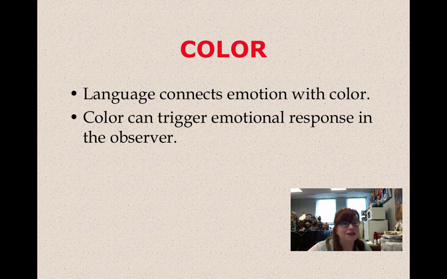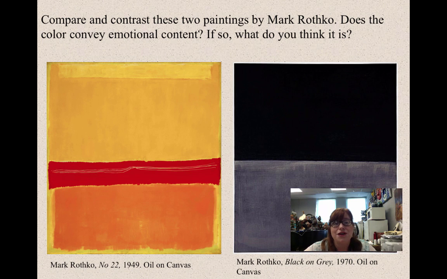And then finally, color. So language connects emotion with color, and color can trigger emotional responses in the observer. So people like to paint their rooms certain colors because they want to evoke certain moods with those colors. So let's talk a little bit more about that. And we're going to start with a compare and contrast. These are two paintings by the artist Mark Rothko. And I want you to notice the painting on the left. That one was done in 1949. The other one was done many years later in 1970.